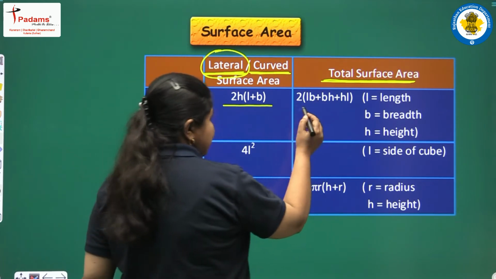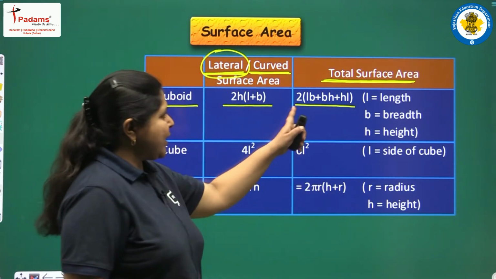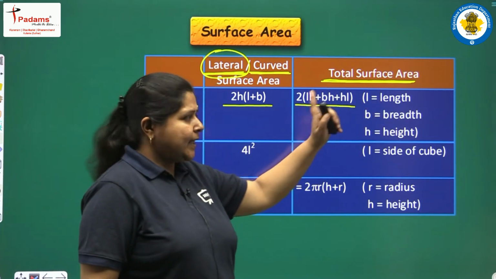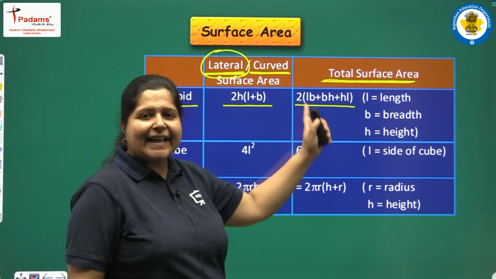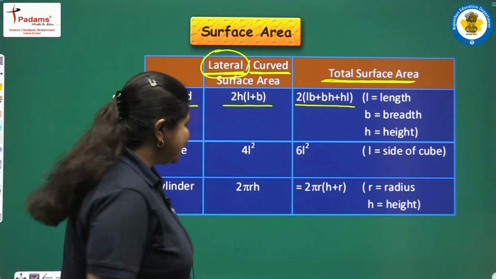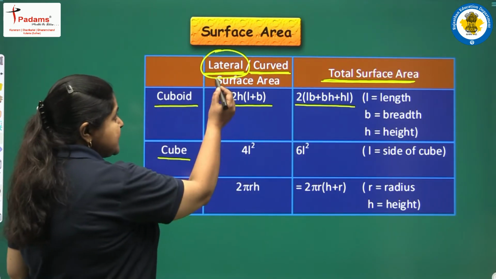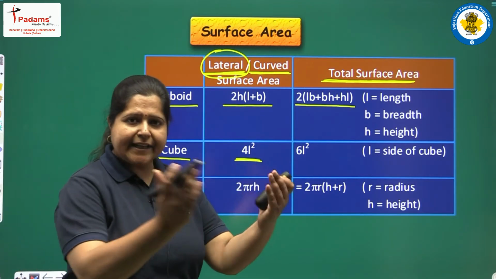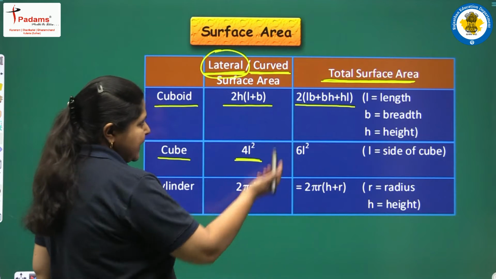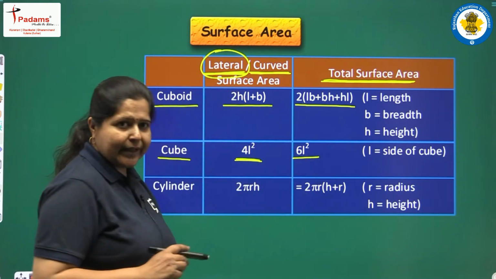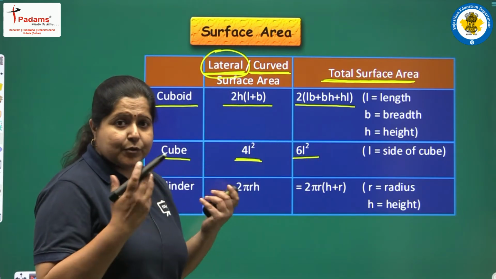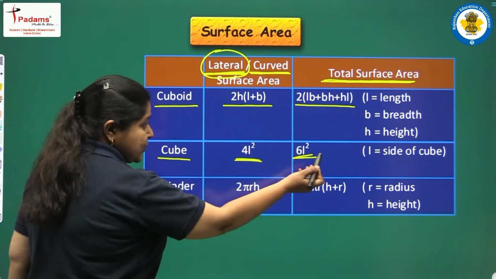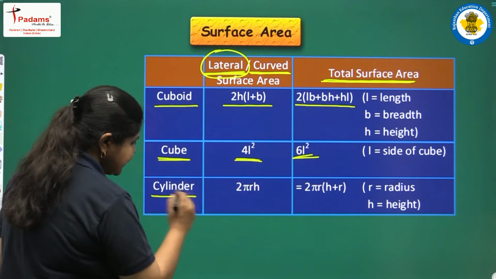Then the total surface area of a cuboid is given by 2 into (LB plus BH plus HL), and remember L denotes the length of the cuboid, B denotes the breadth of the cuboid, and H denotes the height of the cuboid. Then cube, the curved surface area or lateral surface area of a cube is given by 4L square. When we take 4 side faces it will be 4L square, and the total surface area is 6L square. 6 squares are there in case of total surface, and so the total surface area is 6L square. L denotes the side of the cube, and then we have the cylinder.